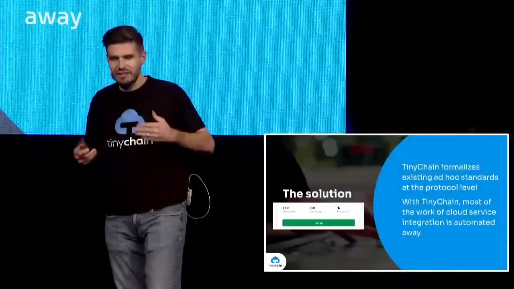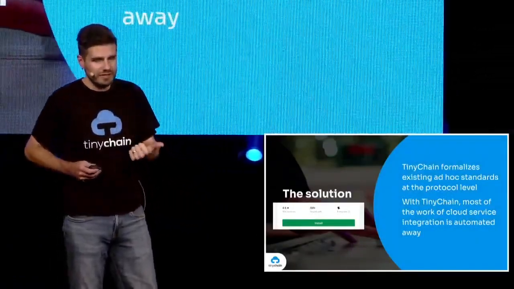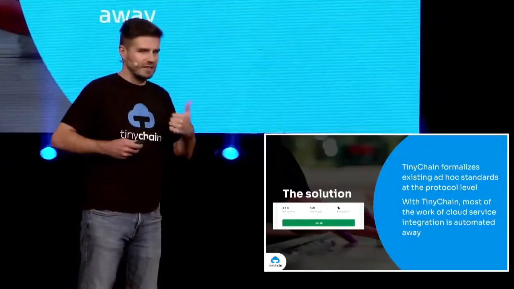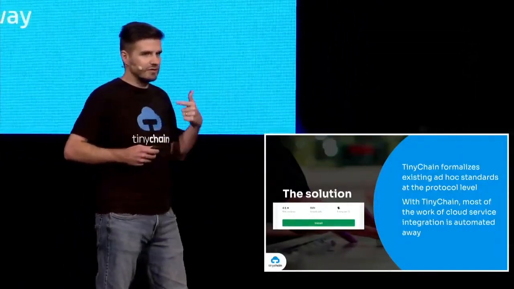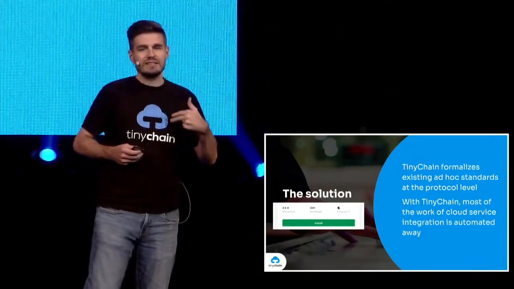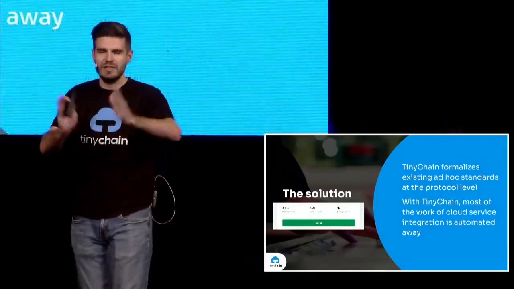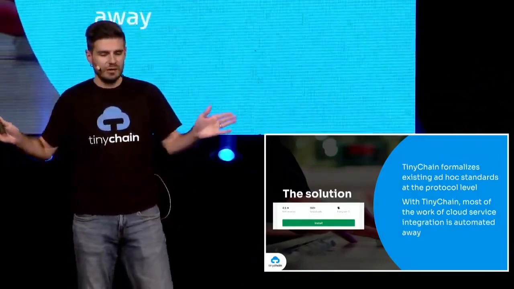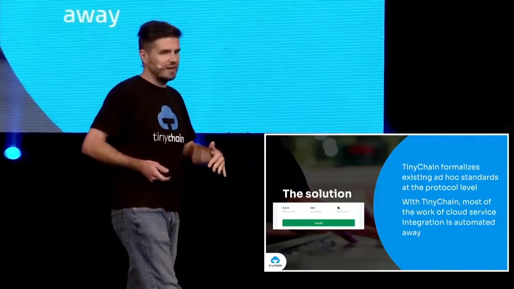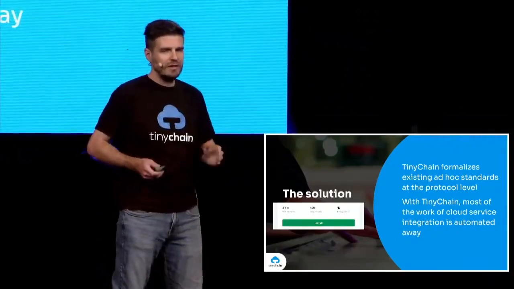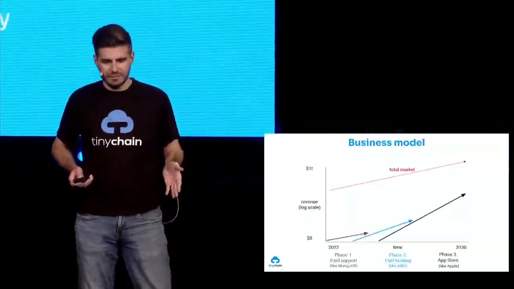So TinyChain is the solution. It's first of all a solution for developers to make sure they're not writing that same repetitive code over and over again. It's a solution for their employers to make sure they're not spending a lot on a little, and it's a solution for their investors to make sure that their investment dollars are not just immediately flowing out to someone else as revenue. TinyChain achieves that by formalizing existing ad hoc standards at the protocol level to automate away that manual coding task of service integration.